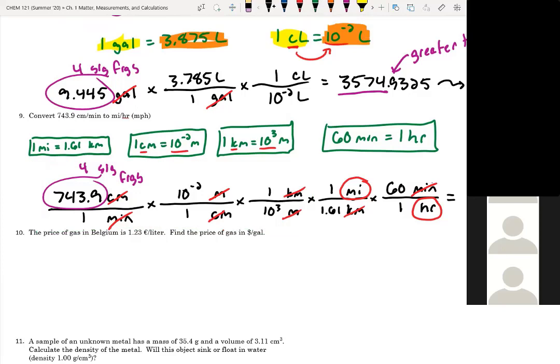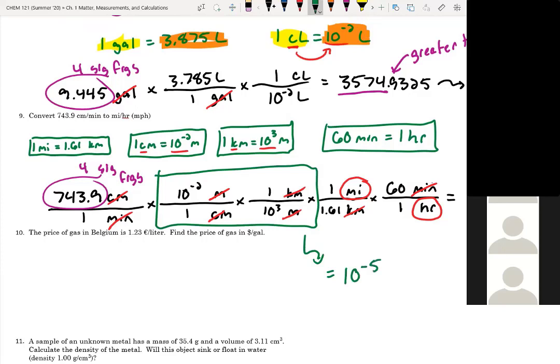So let me even change this. What would 10 to the negative 5th be? Yep, so this is going to be equal to 10 to the negative 5th. So if you need to, you can just say, well, if that's the case, then we could say 743.9 times 10 to the negative 5th. If you want to do this in your head, sometimes that avoids calculator mistakes.